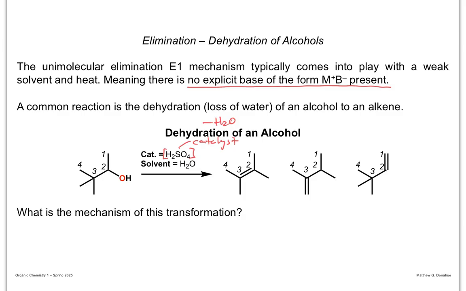So remember, when we ionize to form a carbocation, we have to classify it and see if it can form something more stable. If it can, a rearrangement will occur. And then what we're going to do is an elimination of a proton to form the double bond.